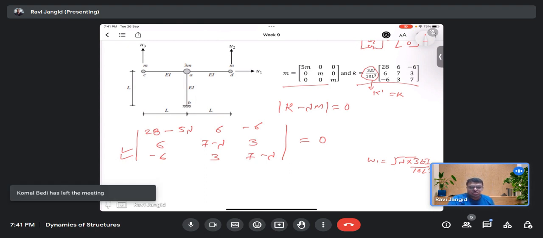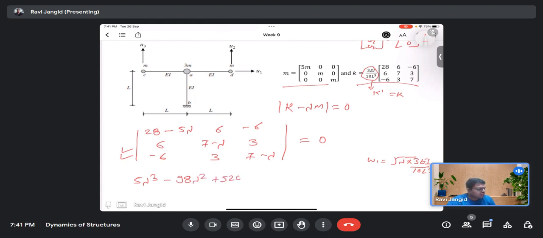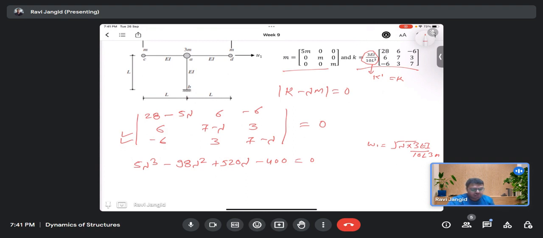So the characteristic equation for this would be 5 lambda cube minus 98 lambda square plus 520 lambda minus 400 is equal to 0. Okay, and if you solve this, you will find lambda 1 is equal to 0.9219, lambda 2 would be 8.60678, and lambda 3 would be 10.